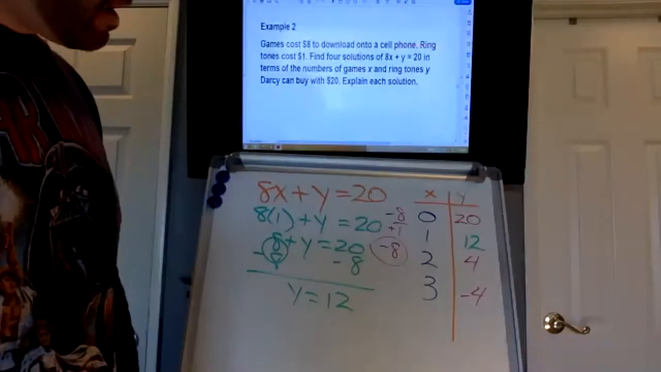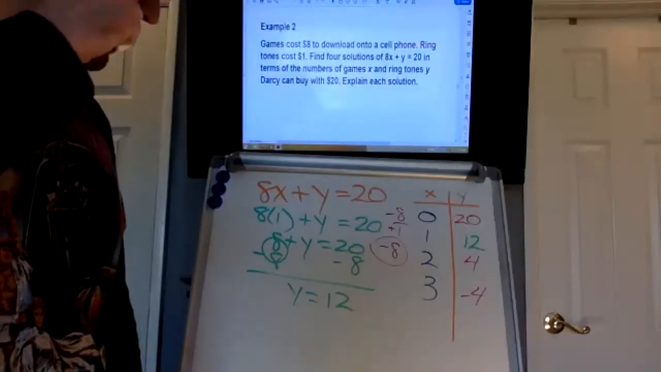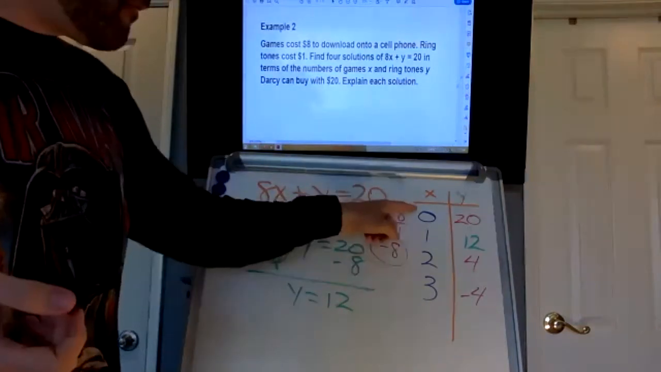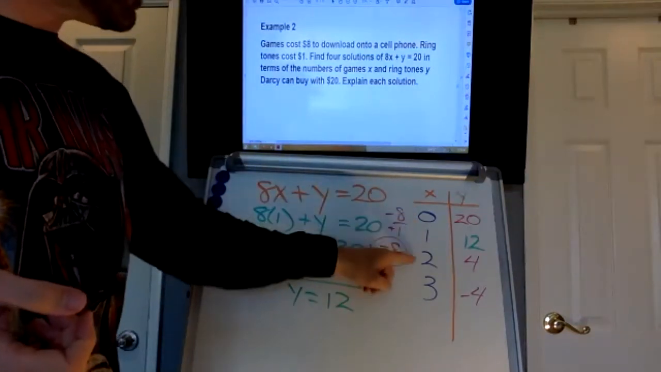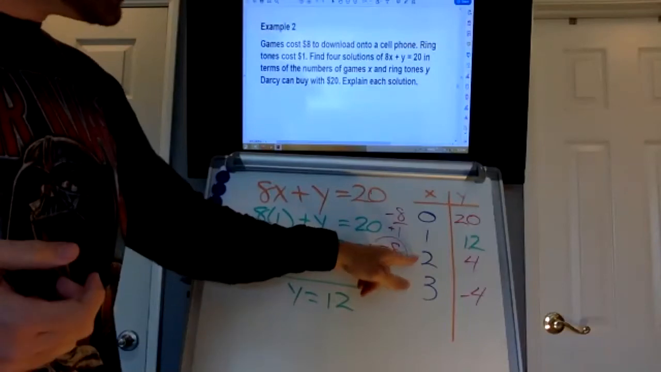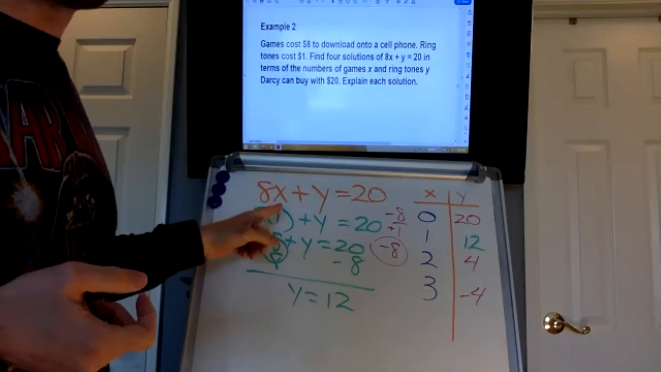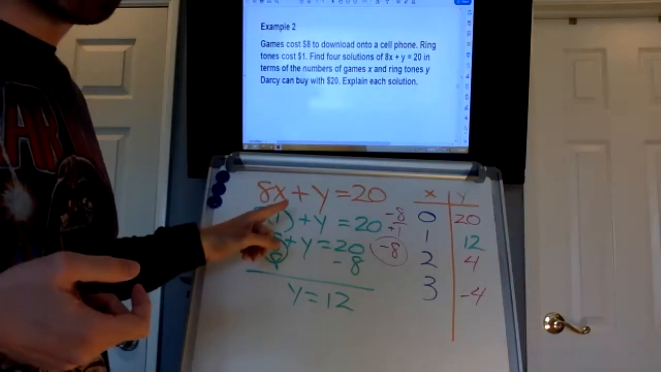Okay, good. So which ones are realistic? Only the first three are realistic situations in the context of the problem, because you can't buy half games. The equation doesn't know that. If I plug in a half, I'll get an answer, right?